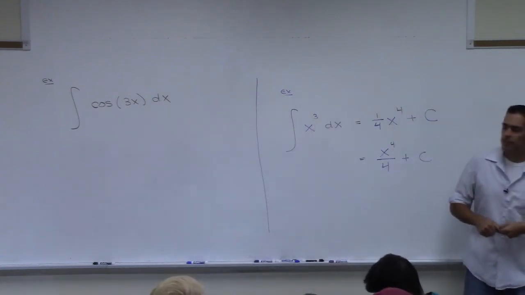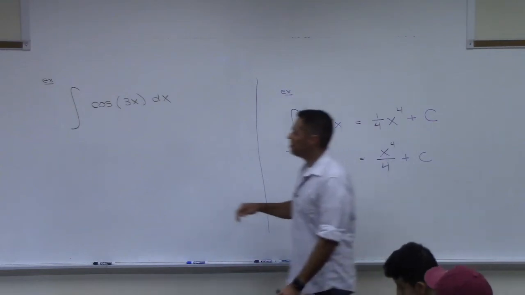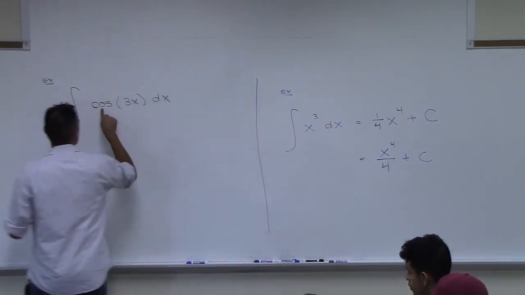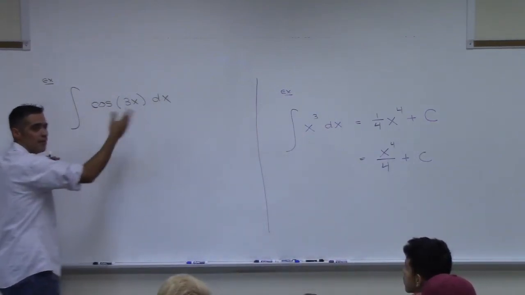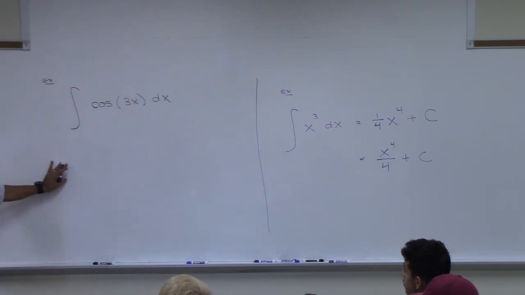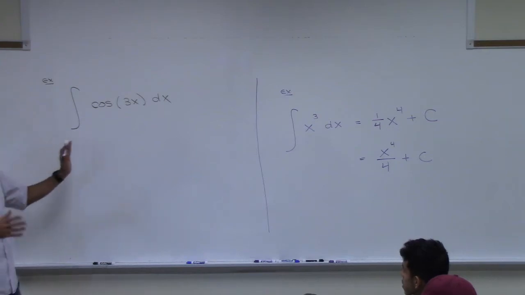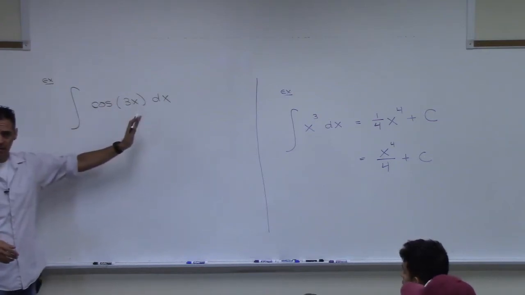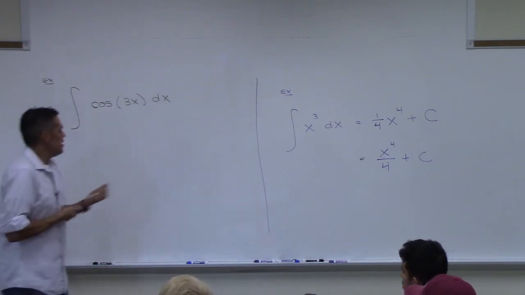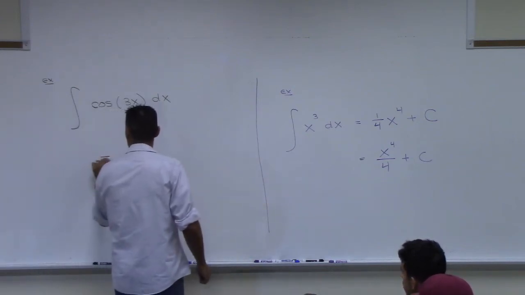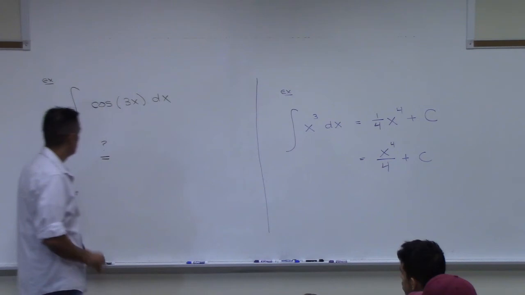All right. So if I had written on the board cosine of x, what would everyone say the answer to this would be? Sine x plus c, right? So this is not cosine of x, it's cosine of 3x, right? So what do you think maybe the antiderivative is? Let's just take a shot at this.